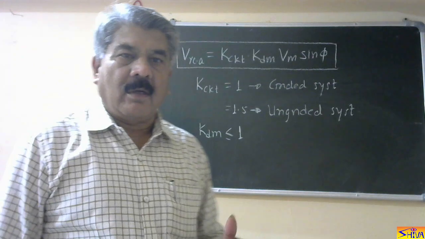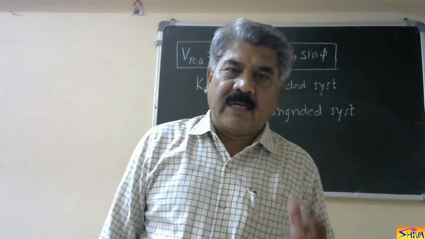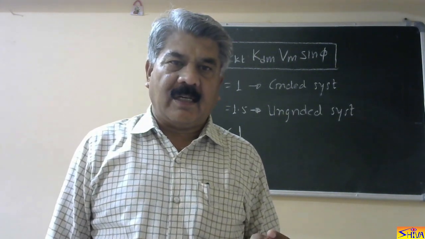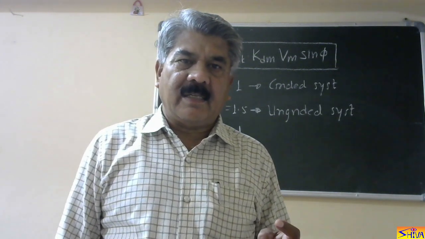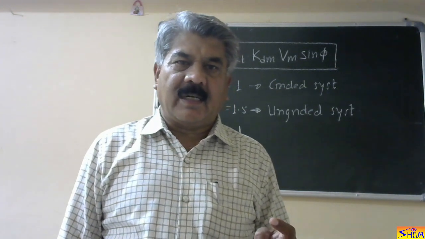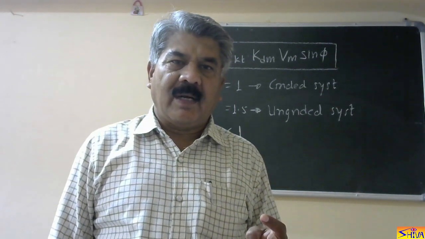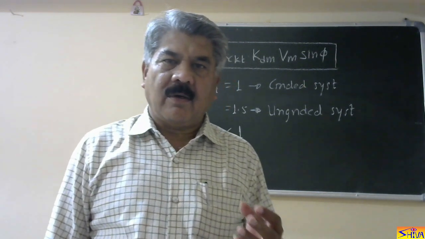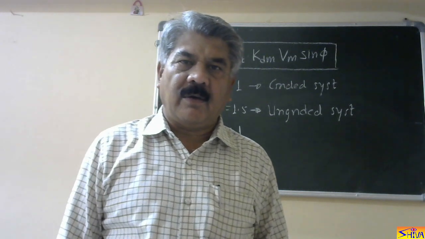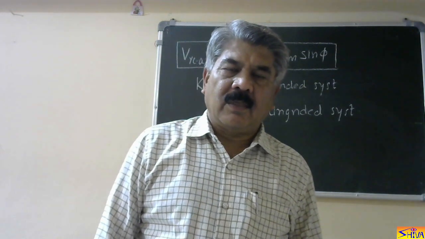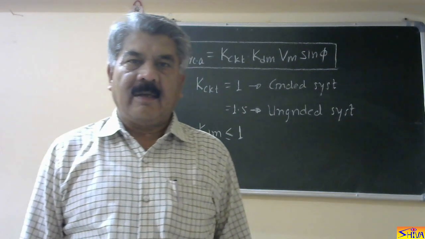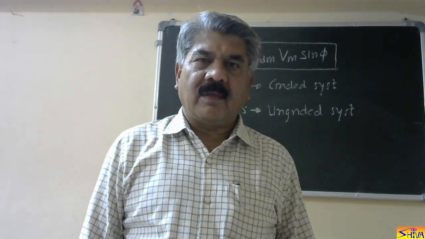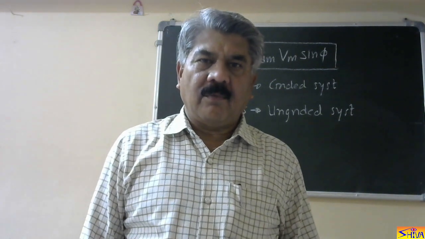So the conclusion is, the active recovery voltage depends on three factors. Number 1, the power factor of the circuit. Second, the demagnetizing armature reaction factor KDM. And third, the circuit factor, that is K circuit. It is 1 for a grounded system and it is 1.5 for an ungrounded system. So that is all about the active recovery voltage. In my next lecture, I will explain restriking voltage, that is transient recovery voltage.